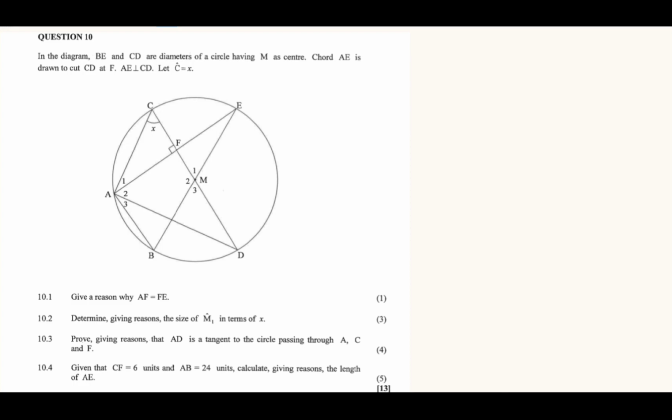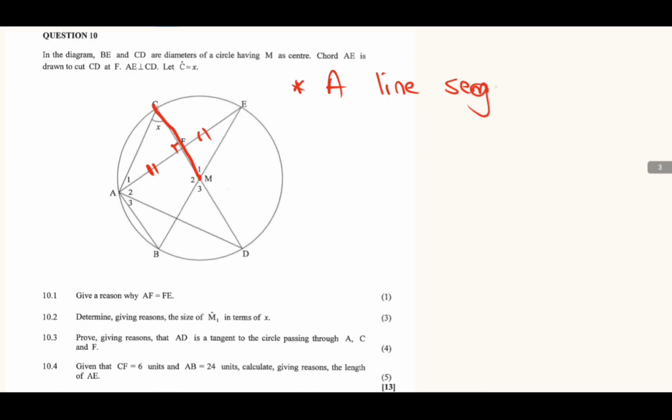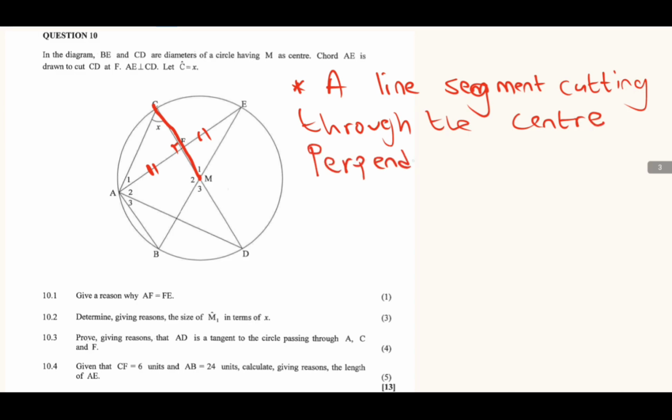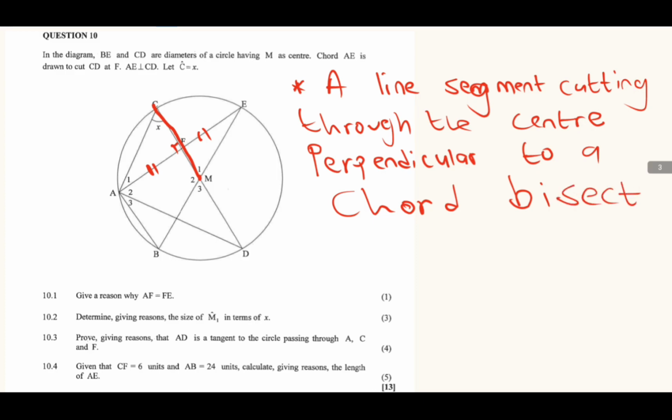So question 10.1, give a reason why AF is equal to FE. So why is this equal to that? We can see that this is from the center and it's cutting through chord AE perpendicular. So that's going to be our reason, because we know that there is a theorem which states that a line segment cutting through the center perpendicular to a chord bisects the chord. By bisect, we mean that it will divide the chord into two equal sections. So that's our reason for question 10.1.